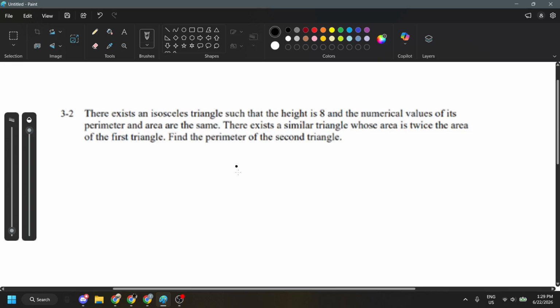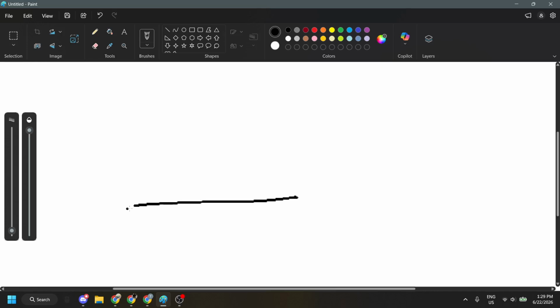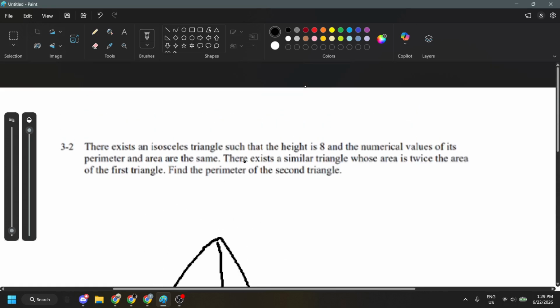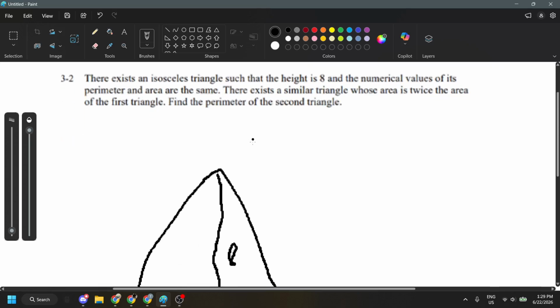Okay, this one seems kind of easy. So we have an isosceles triangle. We don't know the base. It looks something like this. We know the height is 8. And the perimeter and area are the same.